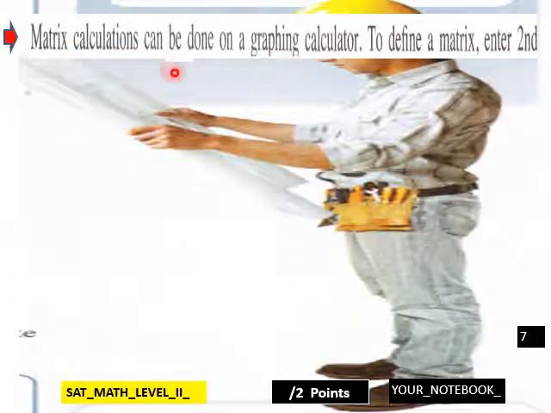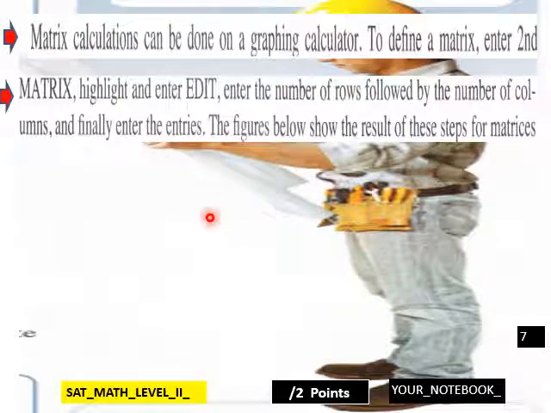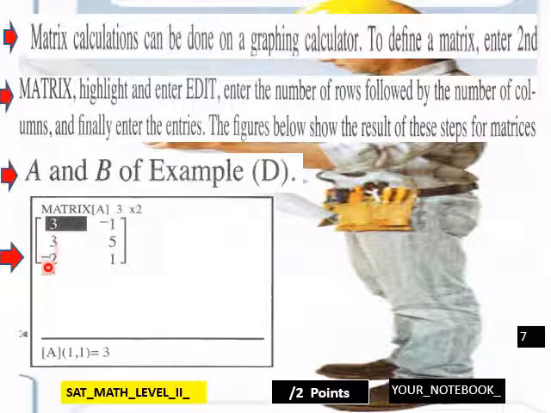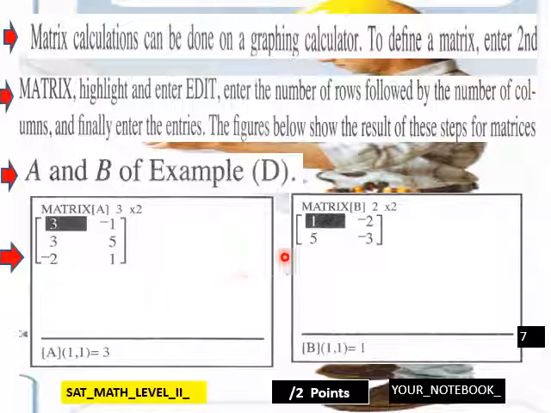Okay, so matrix calculations can be done on a graphing calculator. To define a matrix, enter the second matrix, highlight and enter edit, enter the number of rows followed by the number of columns, and finally enter the entries. The figures below show the result of these steps for matrices A and B of example D, which we did. Here's matrix A on your graphing calculator screen, and then here's matrix B. That's what it would look like.